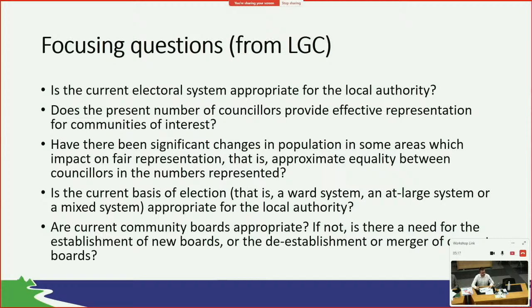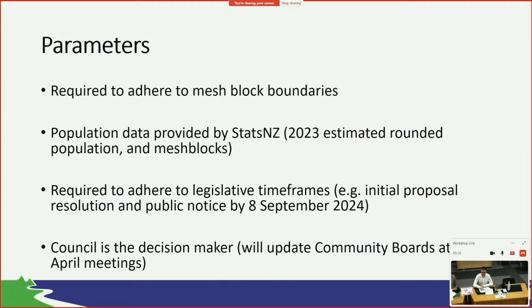As we go through the process, there are a number of parameters that we are legislatively required to adhere to. So for example, if we have wards, as we currently do, within our district, we can't just draw the lines wherever we want. They are required to adhere to the mesh block boundaries that are set by Statistics New Zealand. Now, those are very granular, so we can draw lines in quite a bespoke way, but to be clear, they have to align with mesh blocks so that they align with the way that Stats NZ reports census data and the like.